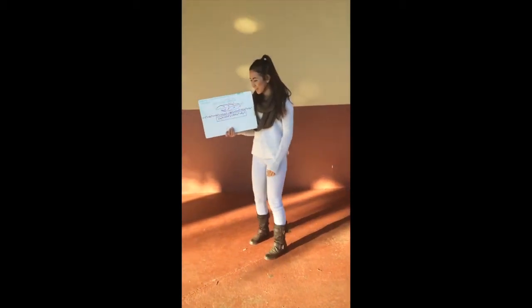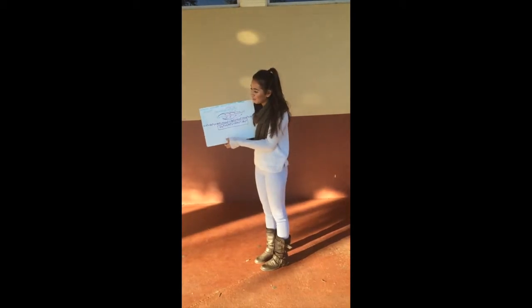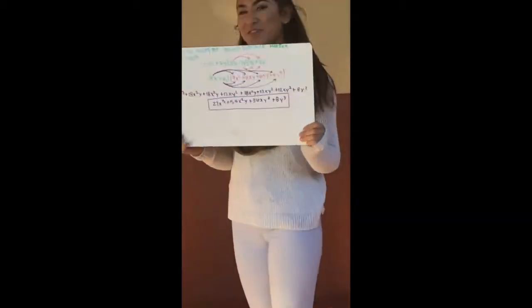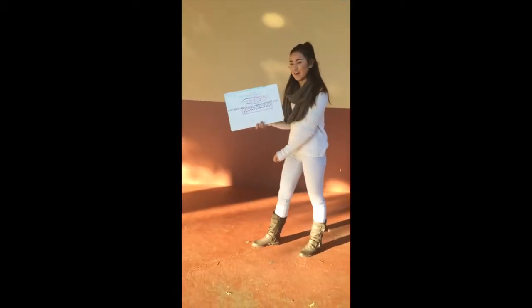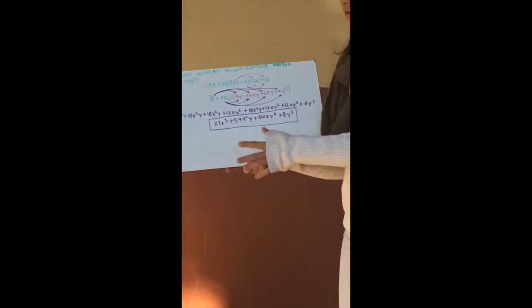Hey, Mr. Soohoo. Okay, so right now I'm going to be explaining number 1, which is using the double distribute method. We were given (3x + 2y)^3, and we're going to use the double distribute method to solve it, to get it in standard form.